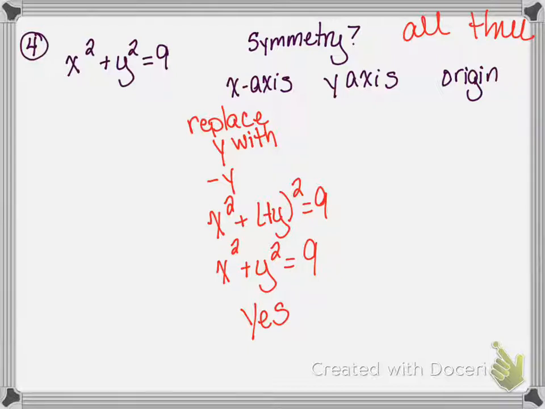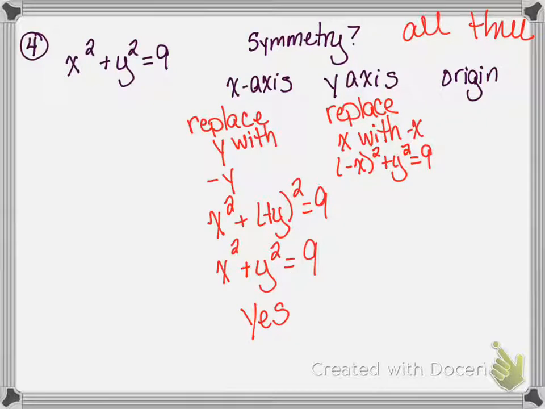To find out if something's symmetrical to the y-axis, I replace x with negative x. So I'm going to have negative x squared plus y squared equals 9. So here again, I have -1 and x squared. That's going to leave me with +1 x squared. So I have x squared plus y squared equals 9. And yes, it's symmetrical to the x-axis, symmetrical to the y-axis. Now, the fact that it's symmetrical to the x-axis and the y-axis doesn't necessarily mean it's symmetrical to the origin. So we still need to test that.